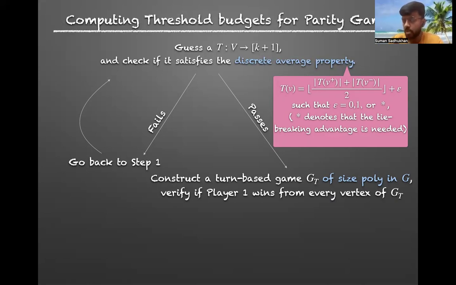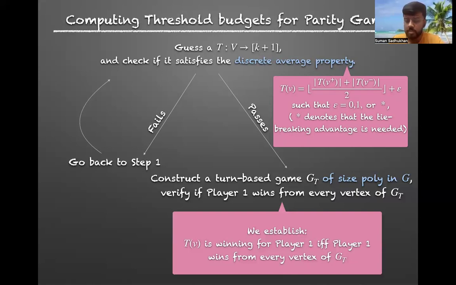We are trying to show that the bidding parity games are in NP intersection coNP, and for that we construct a turn-based parity game, GT, of size poly, actually linear in G, and there we establish that T is winning for player one, for Bart, in G if and only if Bart wins from every vertex in GT. Once we establish that, because it's only poly in GT, we can actually guess a winning strategy in that game.